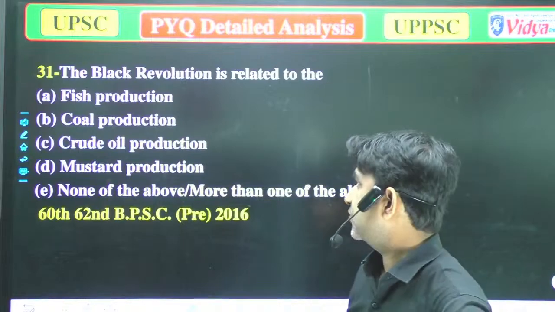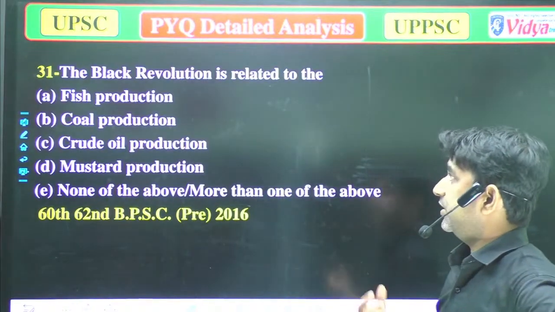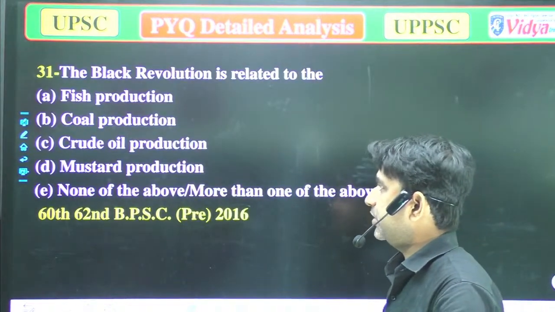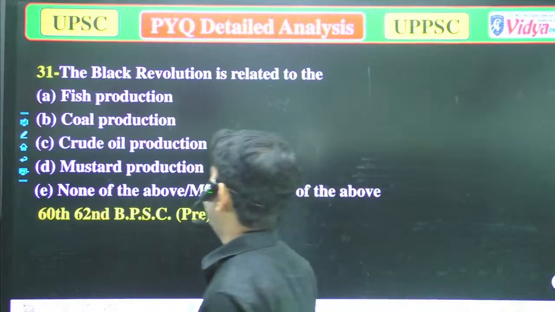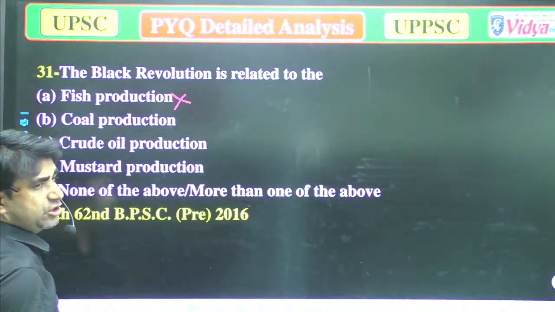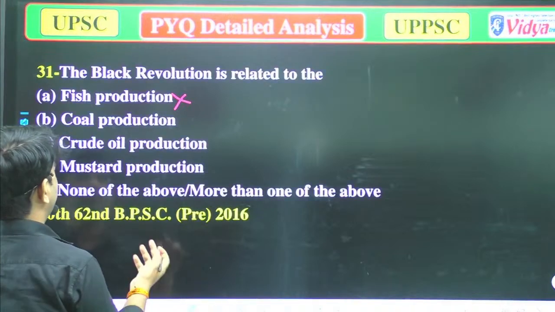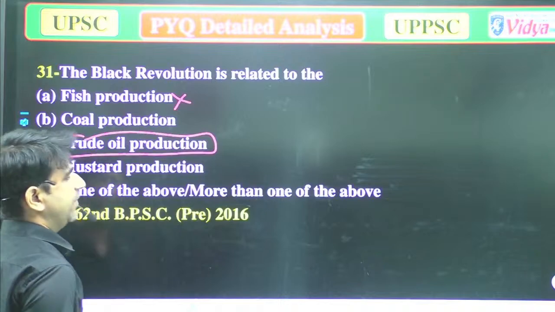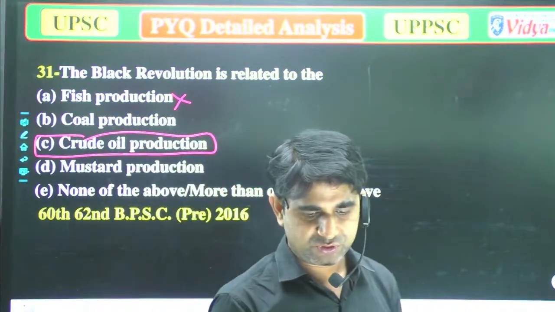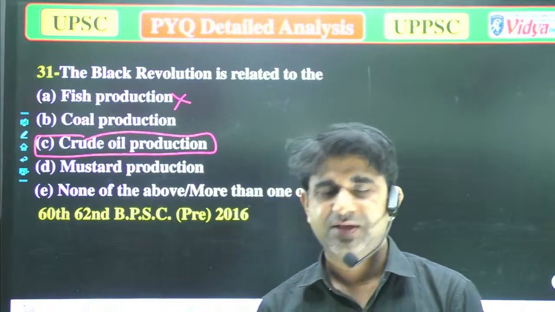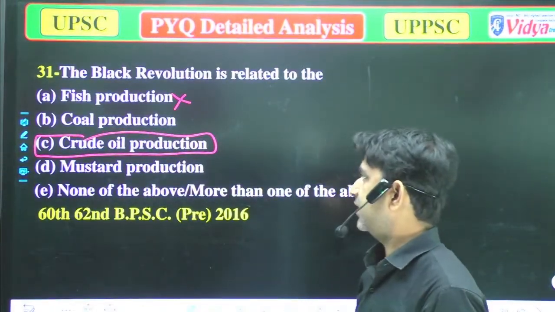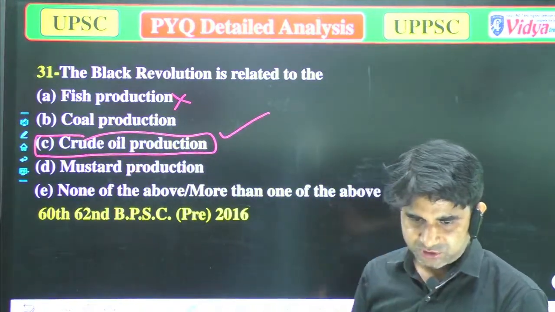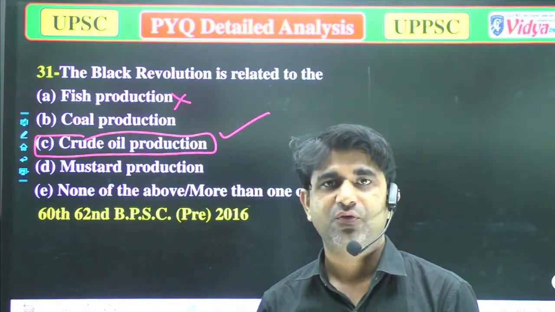The correct option: Black Revolution is related to crude oil production. As you know, fish production is known as the Blue Revolution, but crude oil production is known as the Black Revolution. Anyone who provided the correct option should clap for themselves. So our option C is correct. Now we'll move to the next question.